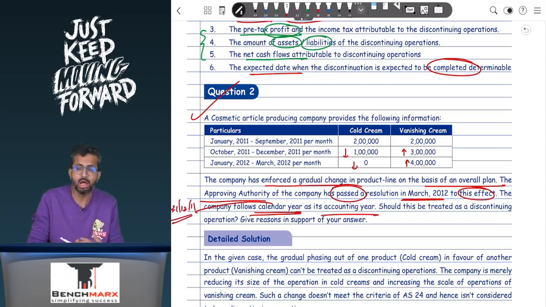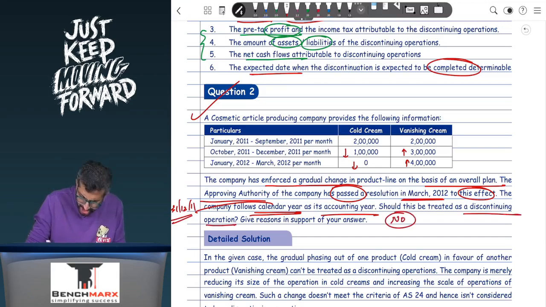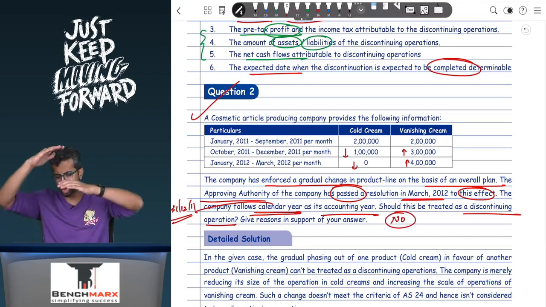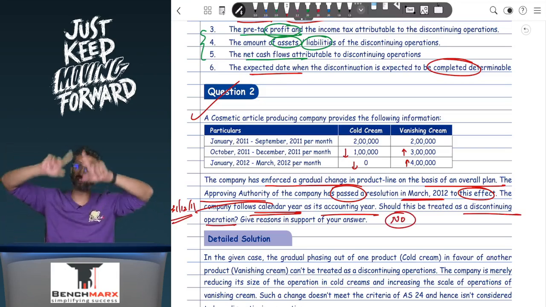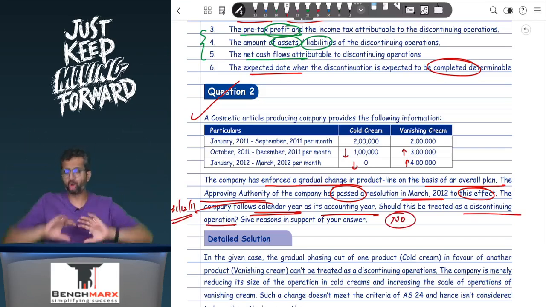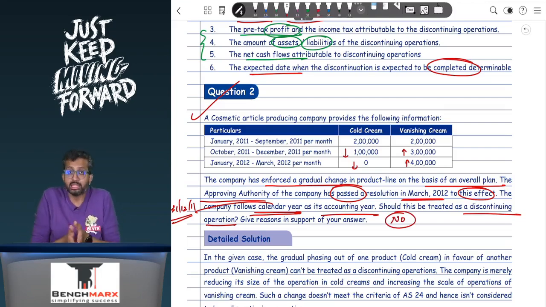By that date the board has not even approved this plan. Should this be treated as a discontinuing operation? The answer is no. There are 2 reasons you can say. First, this is gradual phasing off of one product and increasing of the other product in the same line of business, and hence this is not a discontinuing operation. Second, there is no formal plan in place up to 31st December 2011. It was finalized by March 12, but there was nothing in place on 31st December 11.